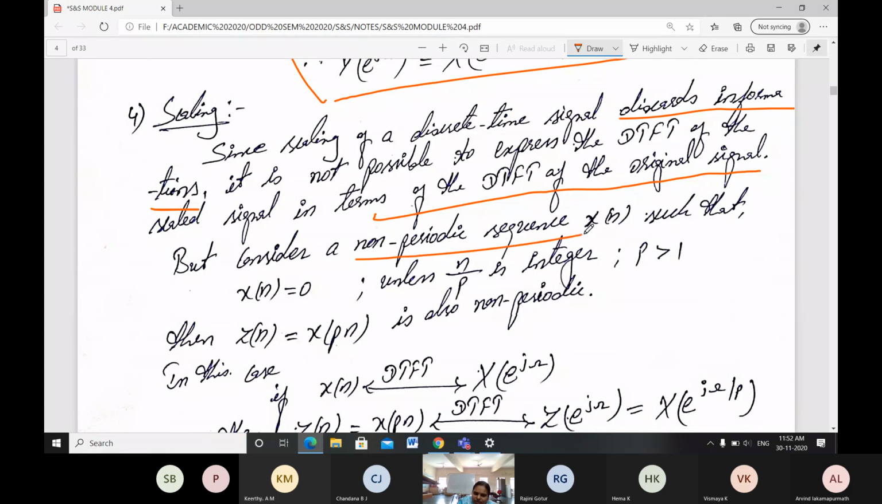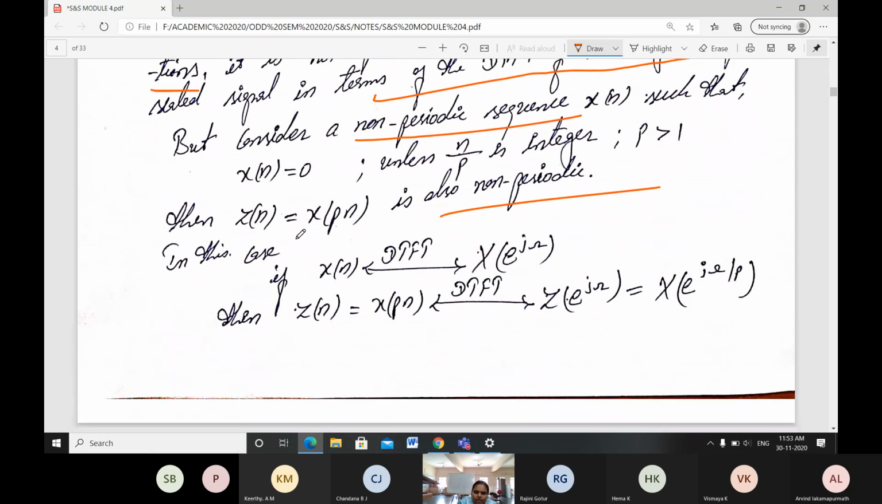But consider a non-periodic sequence x of n, such that x of n is equal to 0 unless n by p is an integer, and p should be greater than 1. Non-periodic signals we learned. What is the formula there? 2 pi m divided by capital N, right? It should be in integer format. Some problems we solved. We are considering that condition here. Then z of n equals x of pn, which is also a non-periodic signal.